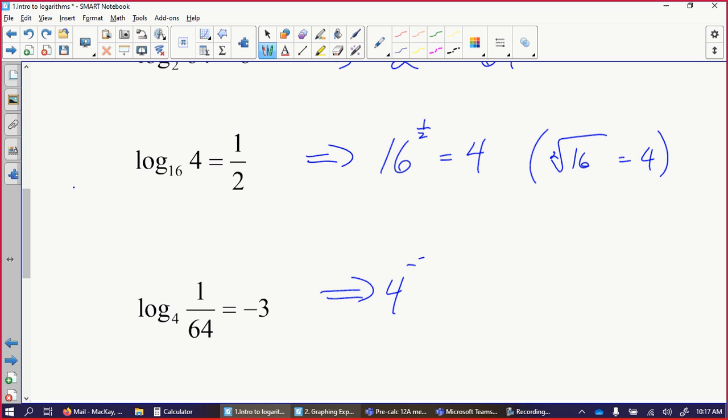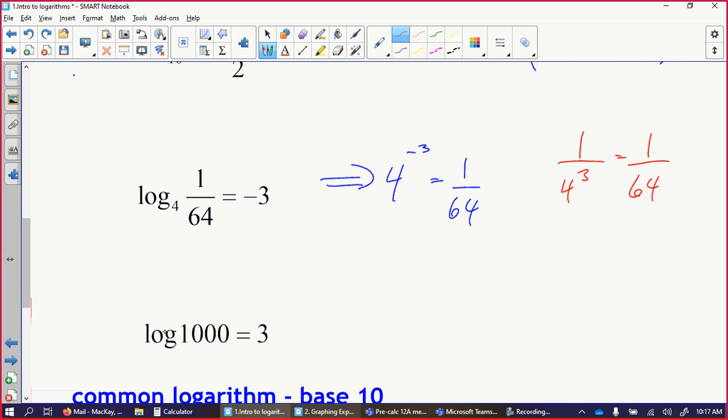4 to the negative 3 equals 1 over 64. Well, 4 to the negative 3 is 1 over 4 cubed, which 4 times 4 is 16. 4 16s is 64. If I ask you on an assignment to rewrite something as an exponential form, it should be correct unless I've made a typo. Like it's not like I'm going to try to do anything.